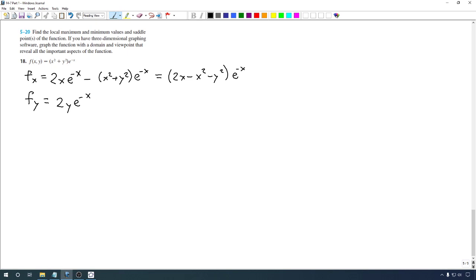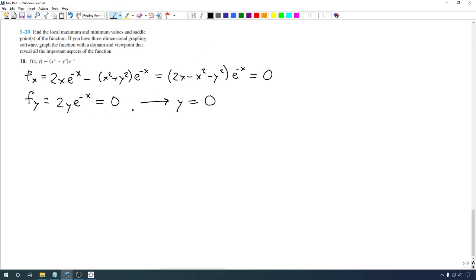Okay, so both of these are going to have to equal 0 at our critical point, at any critical points that we get. And one thing to note here is that e to the negative x can't ever equal 0. In fact, it's always a positive number. So really, f sub y equaling 0 means that y itself has to equal 0. Sometimes we have to start with the second one, even though we do want to look at both of them.